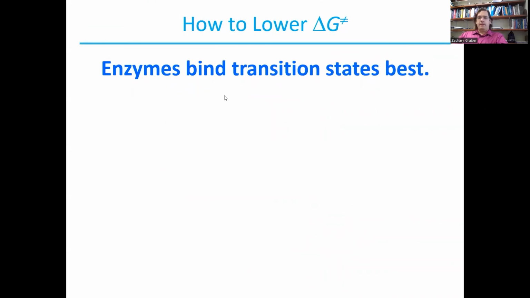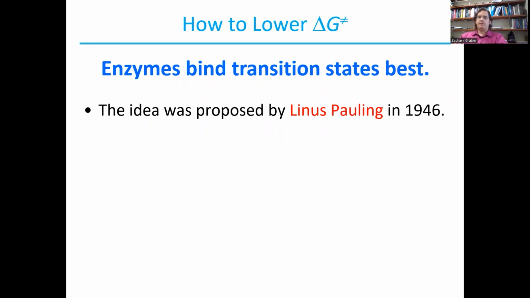The second mechanism that our enzymes use to lower that activation energy barrier is they bind to our transition state better than the product or the substrate. So this idea was first suggested by Linus Pauling, who was a famous biochemist. He won the Nobel Prize for biochemistry.